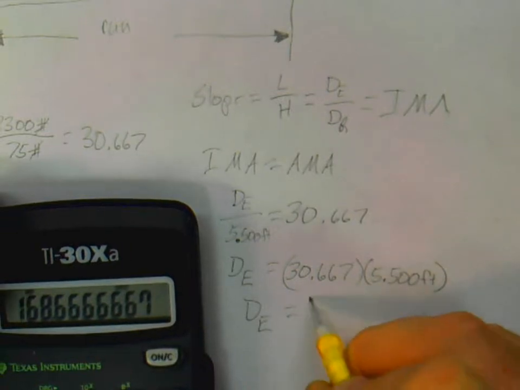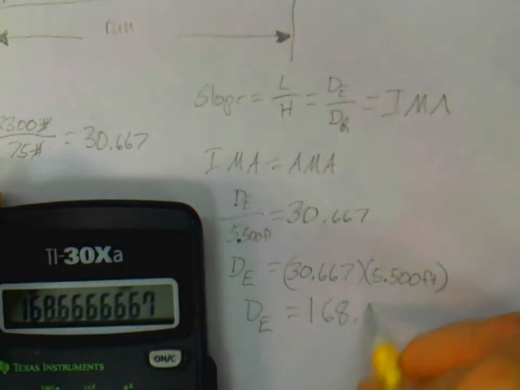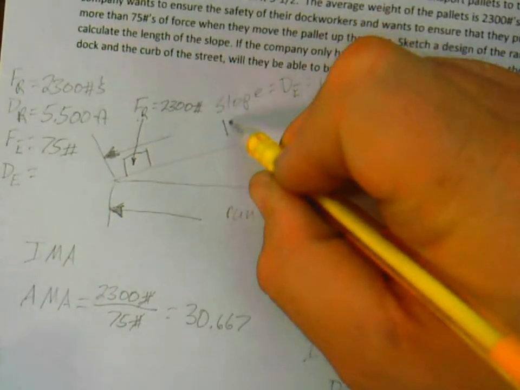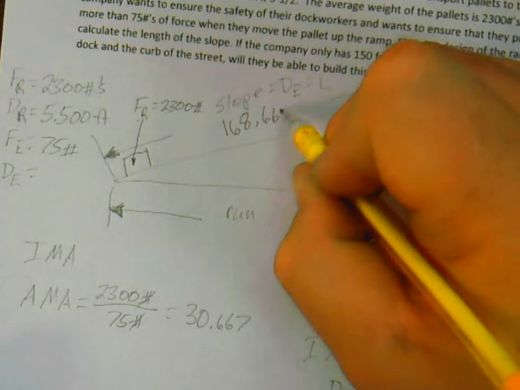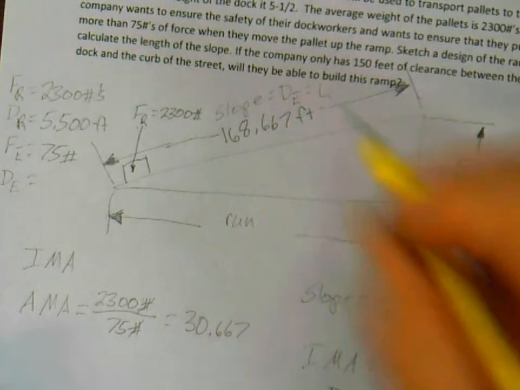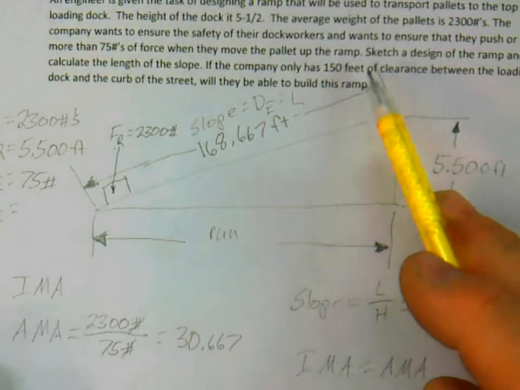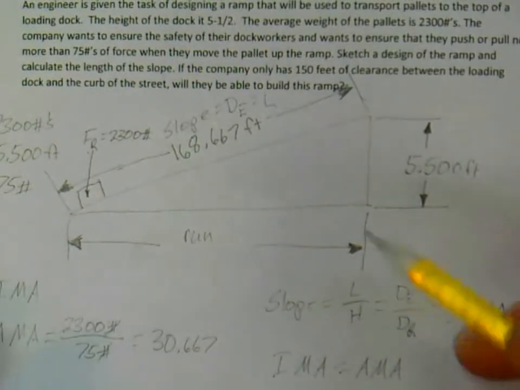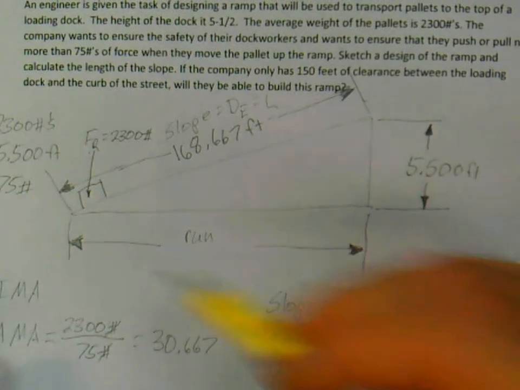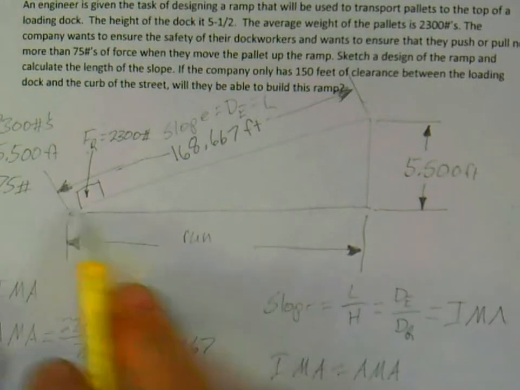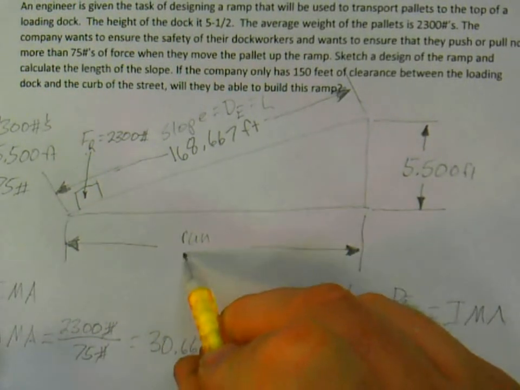Now the last part of this question says that the company only has 150 feet of clearance between the loading dock and the curb of the street. Will they be able to build this ramp? So now we're trying to find out, the maximum that this can be is 150 feet. That's the max, because if they extend any beyond 150 feet, then they're going to be out into the street and they can't build it and meet the city guidelines. So 150 feet max. Now we need to see if our run does that.